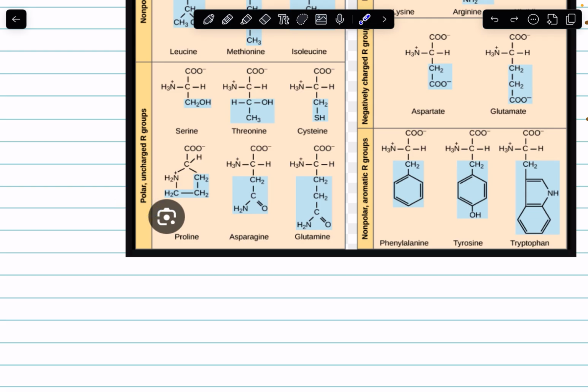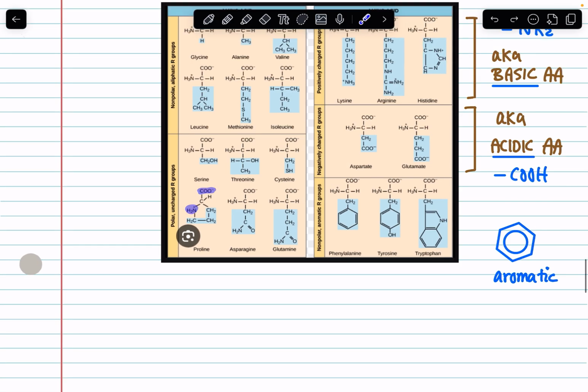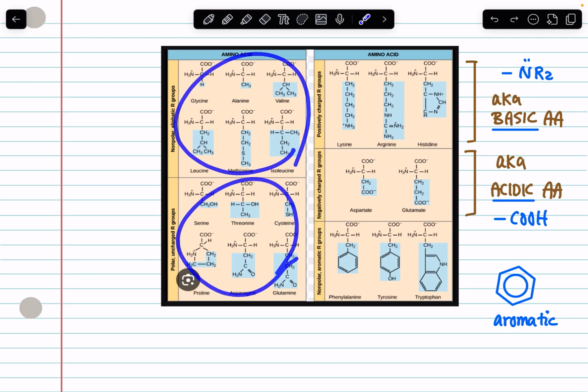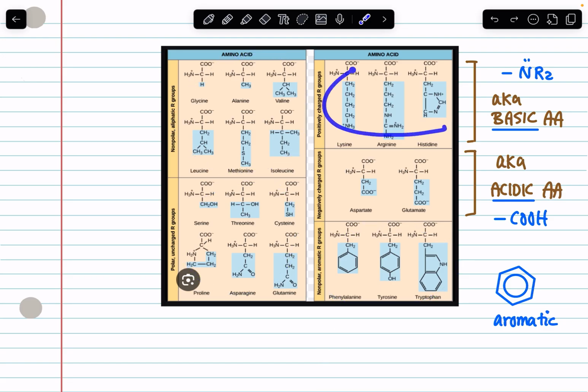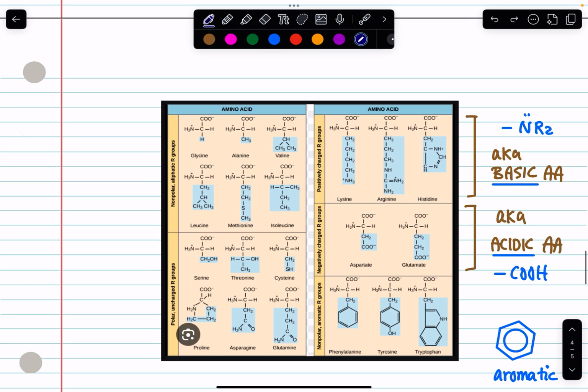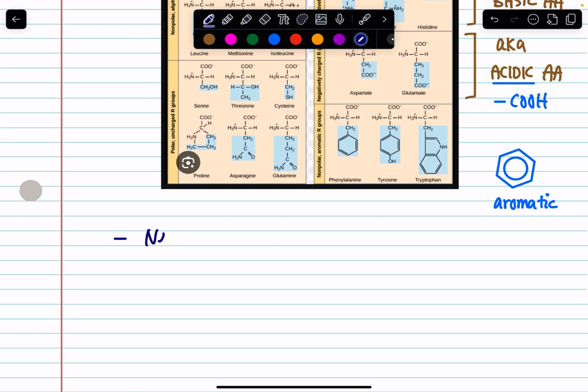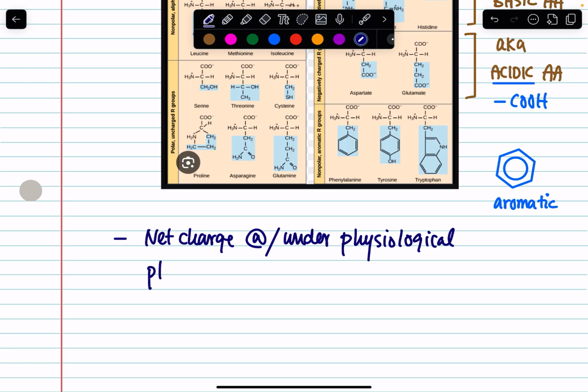Polar uncharged. Remember, this is not part of the R group. This is part of the amino group, so the net charge is still 0. When you say charged, here you're talking about net charge, right? So here, here, and here, the net charge is 0. Here, the net charge is positive. Here, the net charge is negative. And when we say the net charge, we're talking about net charge at or under what we call physiological pH, which is roughly around 7.35 to 7.45. Essentially, that's the range of a normal physiological pH.